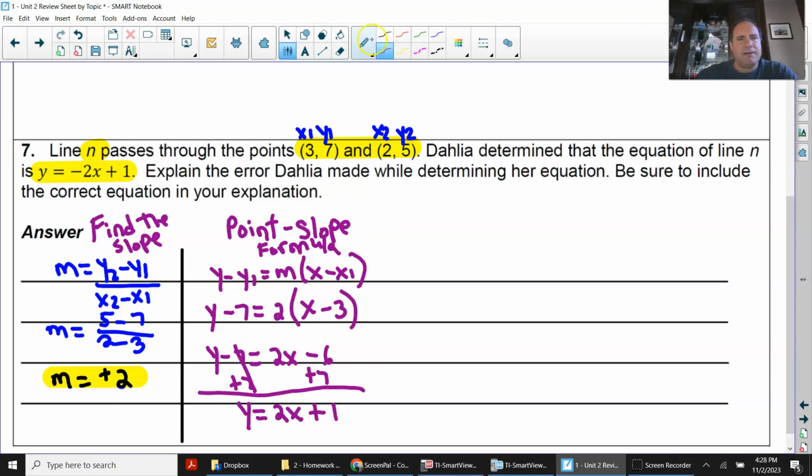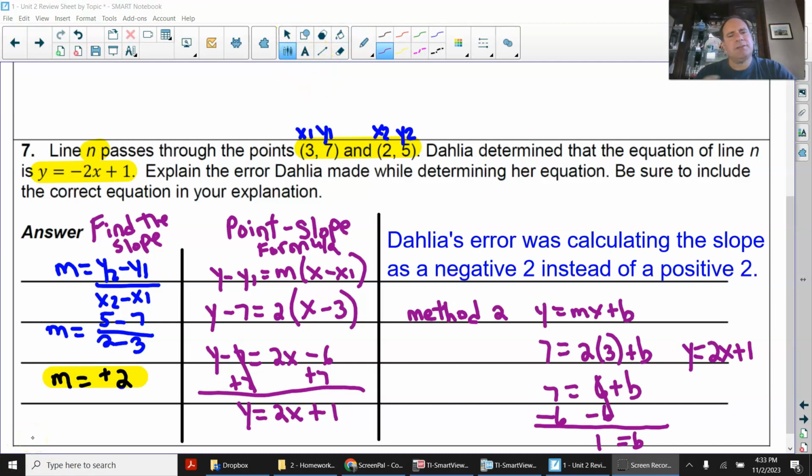So Dahlia definitely made that error with the slope, saying that the slope was negative when it was positive. So Dahlia's error, I just put down, was calculating that the slope is a -2 instead of a +2.